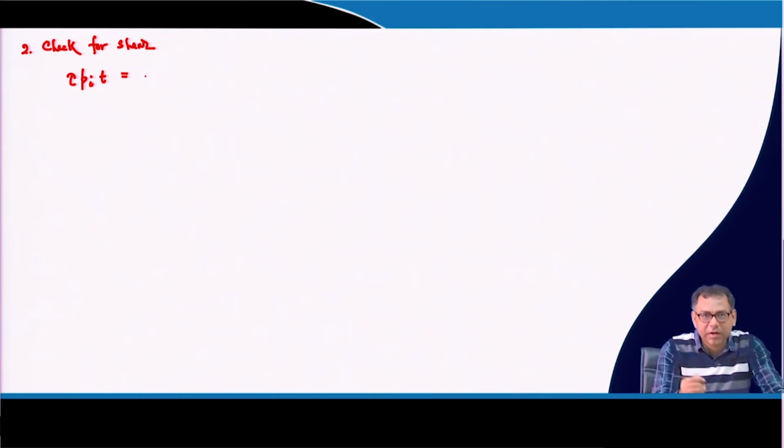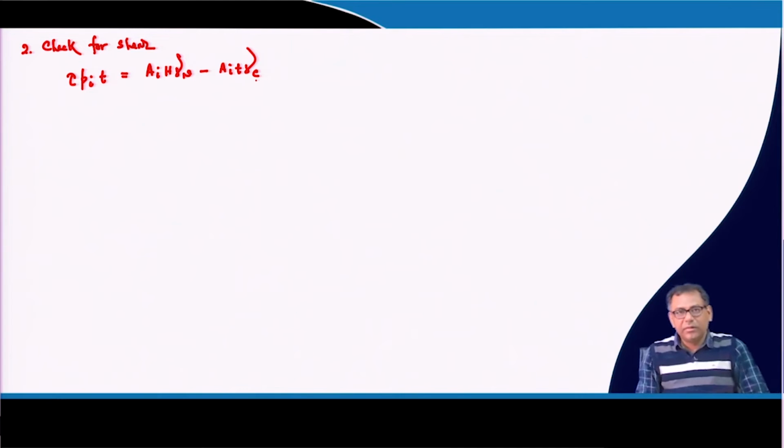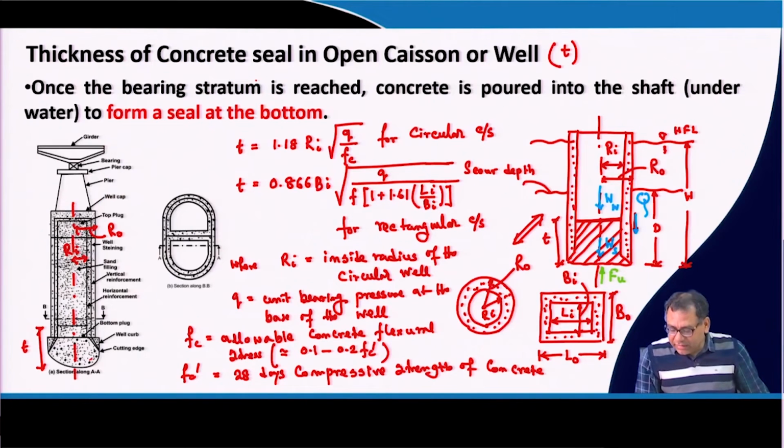That will be equal to the force due to the upward force, that is A I H gamma W, that means the inside area, so that is the force which is acting in the upward direction, and then A I T into the unit weight of the concrete. So, that is the force which is acting in the downward direction due to the weight of the seal. So, how will these forces develop?